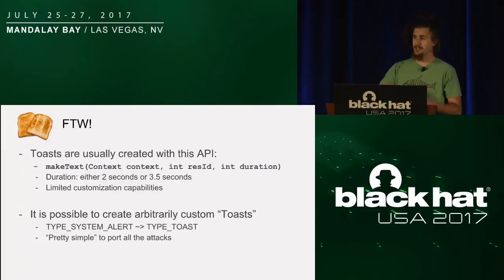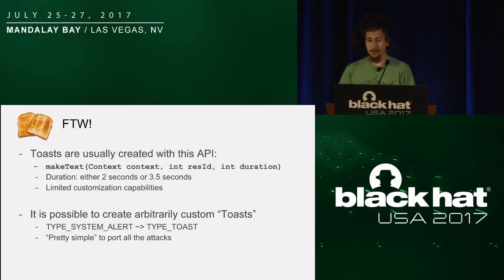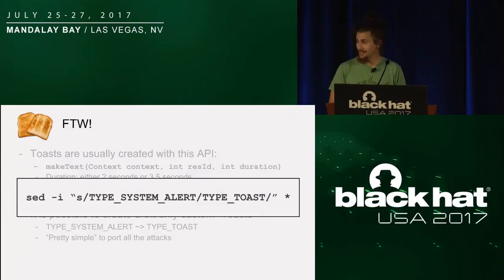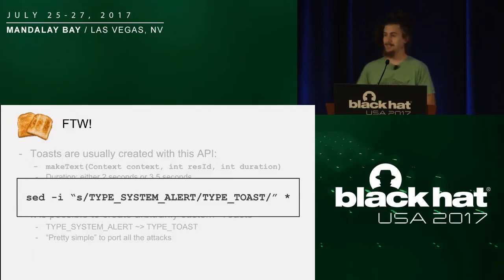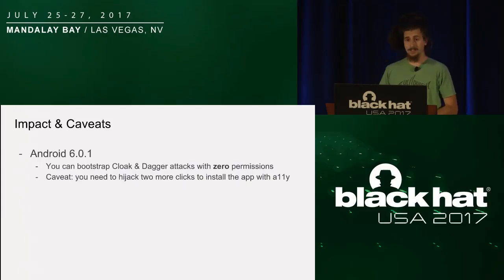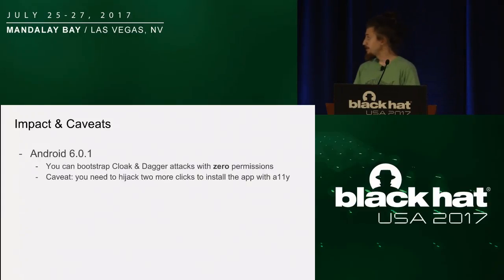So you have this window manager, addView, and things like this. And it's actually pretty simple to port the current proof of concept to use toast. And when I say pretty simple, I actually mean it. You literally substitute the string with type toast, and the attack works out of the box. Now, this works in Android 6. And so you can bootstrap these attacks with 0 permissions.